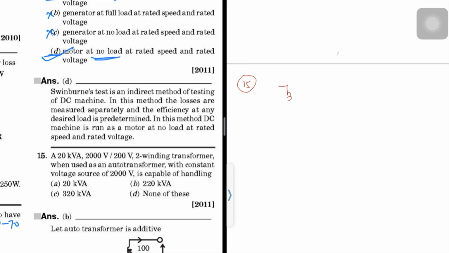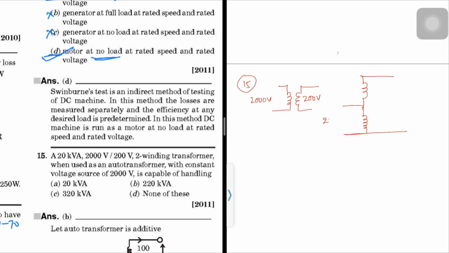Given two winding transformers of 2000 volts and 200 volts. Now it is used as an auto transformer. Let me draw that.